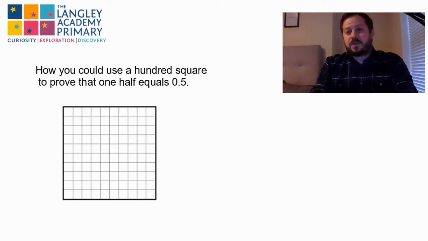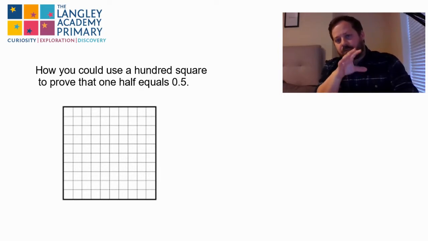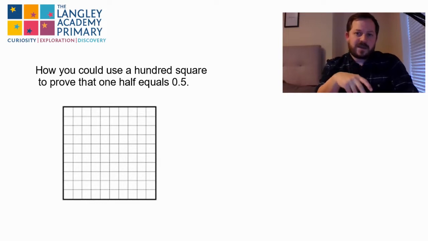So the first thing we need to do is look at how we might be able to prove what a half would be in terms of decimals. What I want you to do is have a look at the image I've got on screen, pause it in a second, and see whether you can prove how you might use a 100 square to prove that 1/2 equals 0.5. Come back in a moment and I'll go through. Pause it now.